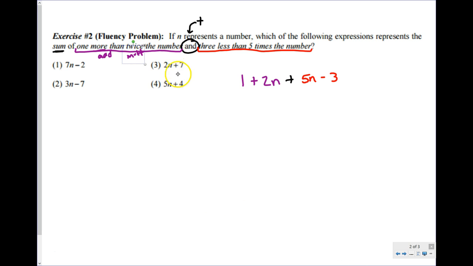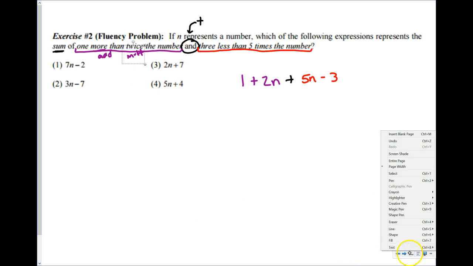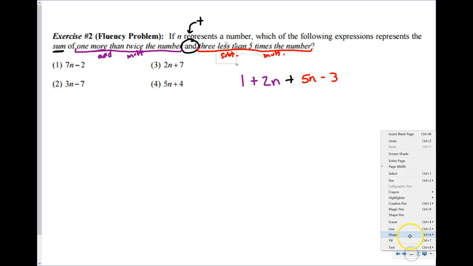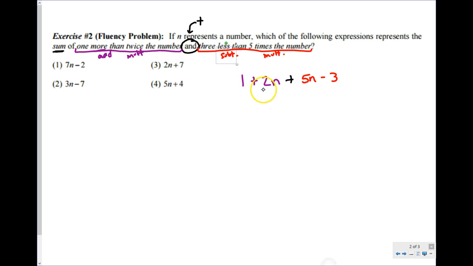Okay, now that doesn't match any of my answer choices, right? And just to be clear, I'll write here that this means subtract right here, so you're not confused. And times means multiply. So now what do we have to do? Well, these don't match my answer choices, so I have to combine like terms.